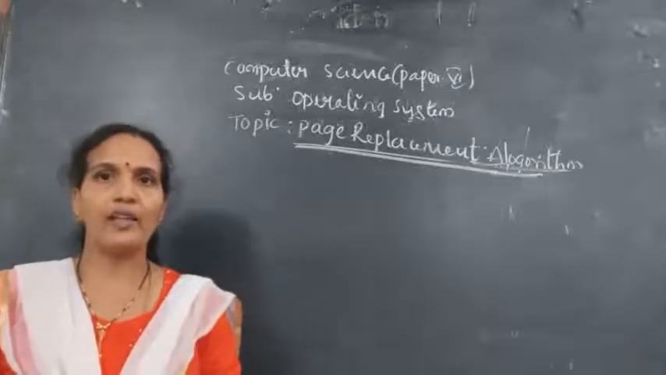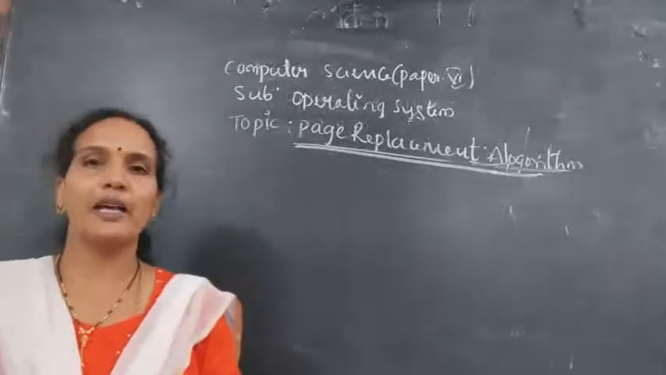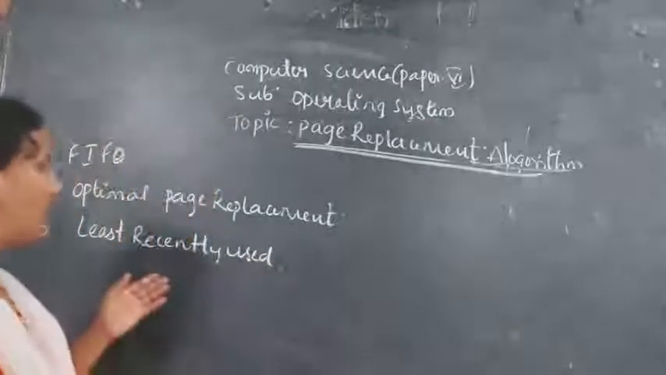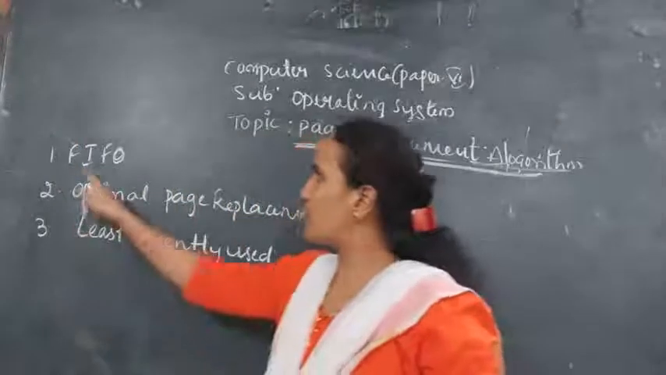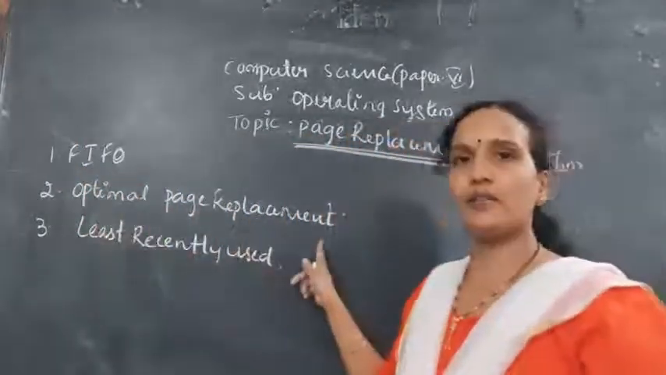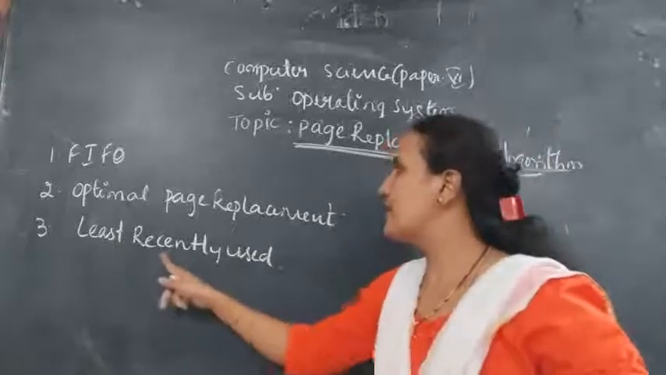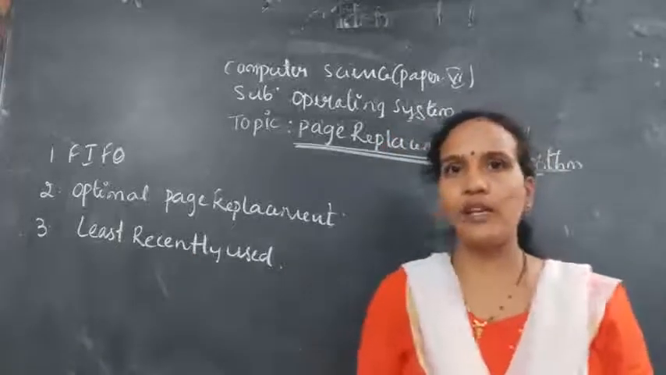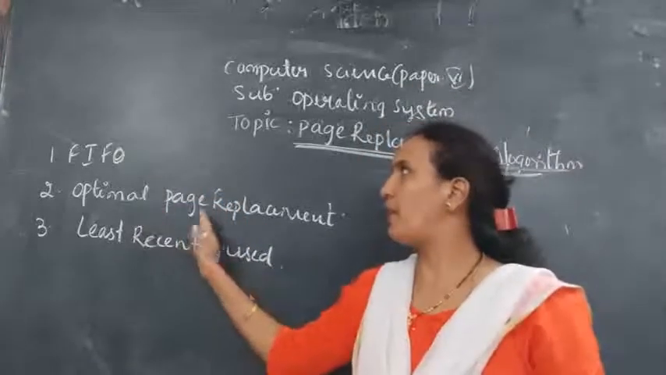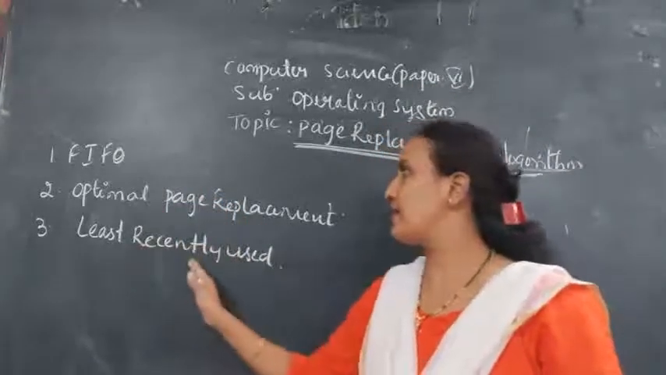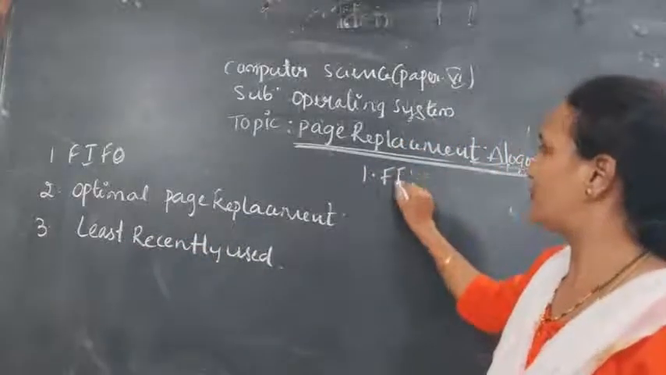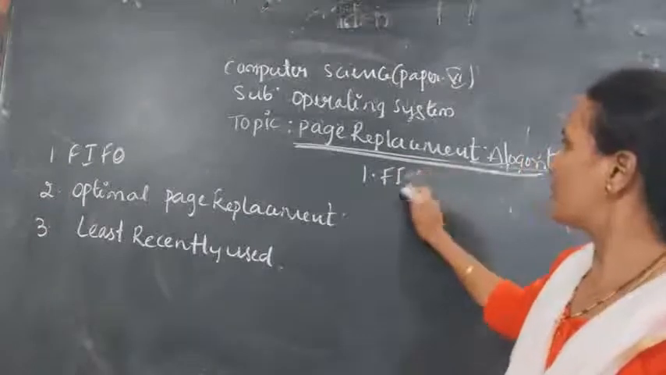Understood? Now we'll discuss the page replacement algorithms. Here we have different algorithms for page replacement. The first one is first in, first out, FIFO. The second one is the optimal page replacement algorithm. And the third one is the least recently used algorithm. How many algorithms do we have? Three algorithms: FIFO, optimal page replacement, and least recently used. Now here we'll discuss first in, first out.